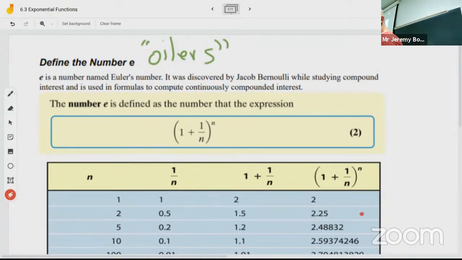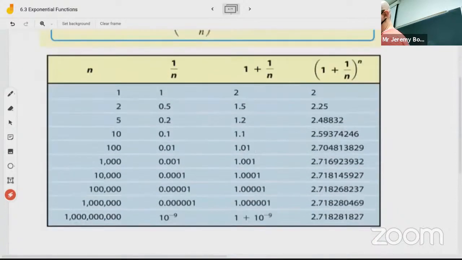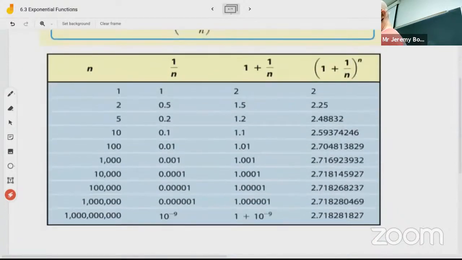And so this is what he did. This is the formula that you use for compounding interest. And whenever you make n extremely large, that's how often it compounds. This is the number you get, and that is relative. That's basically what E is. If you want to know what it exactly is, you can do it on your calculator.